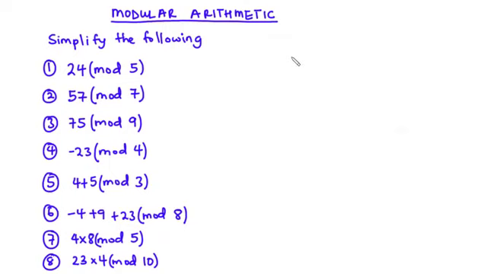Modular arithmetic, sometimes called modulo arithmetic or clock arithmetic, is a system of arithmetic for integers where numbers wrap around after they reach a certain value called the modulus. So we are saying that modulo arithmetic is a system of arithmetic for integers where numbers wrap around after they reach a certain value called the modulus.